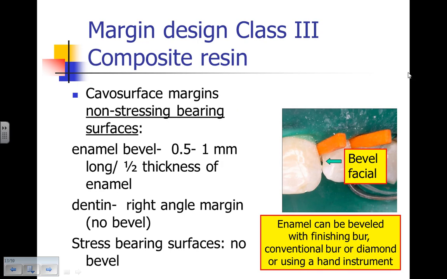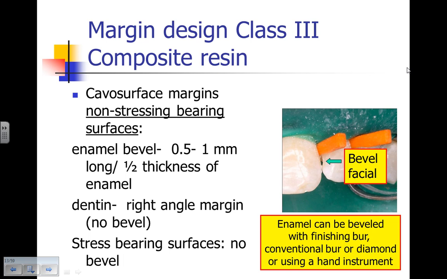And so our cavity design for Class IIIs in non-stress-bearing areas, for a facial approach for a Class III, the facial margins are non-stress-bearing. We'll use an enamel bevel of half to 1 millimeter long, half the thickness of the enamel. The use of the enamel bevel is to allow us to have more retentive tooth structure available after etching to bond to, and also to establish an aesthetic blend of the composite resin on the facial surface, the aesthetic area of the restoration.